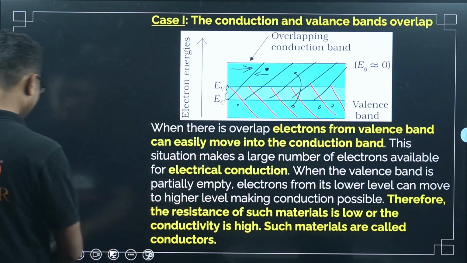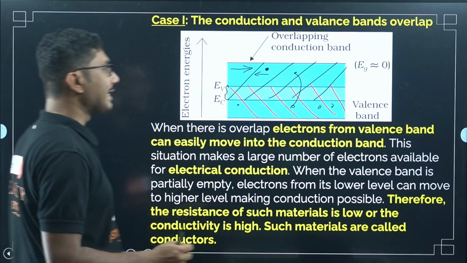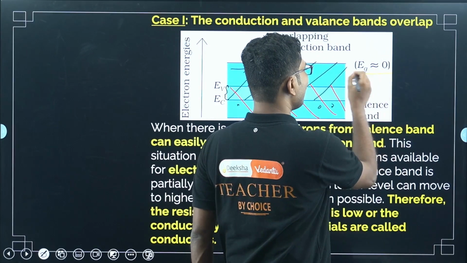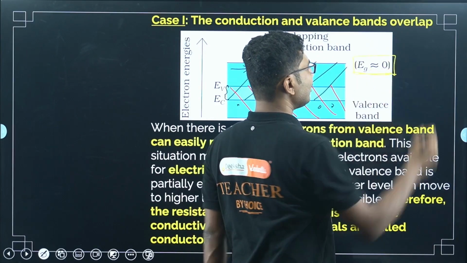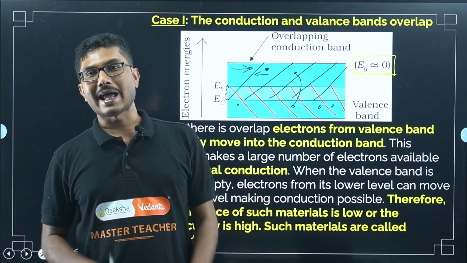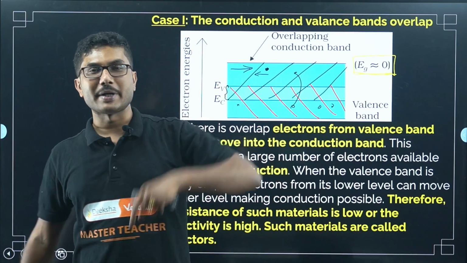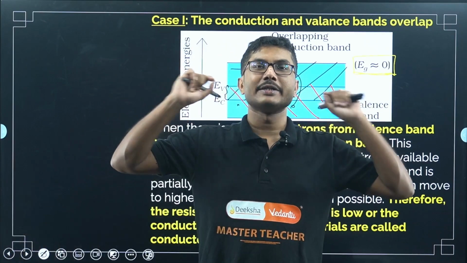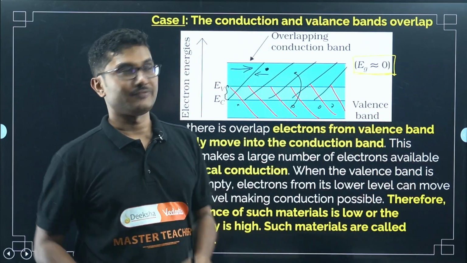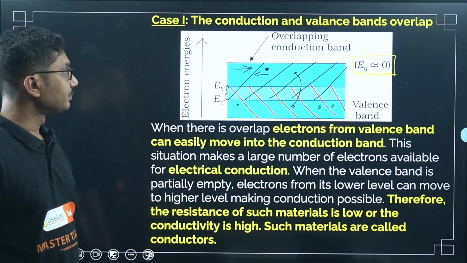Now tell me, what is the energy gap in this case? Forbidden energy gap in this case is 0. So forbidden energy gap is 0 for conductors. If you are talking about conductors, electrons can move freely from valence band to conduction band. So forbidden energy gap or band gap is 0 for conductors. Very important point to remember.